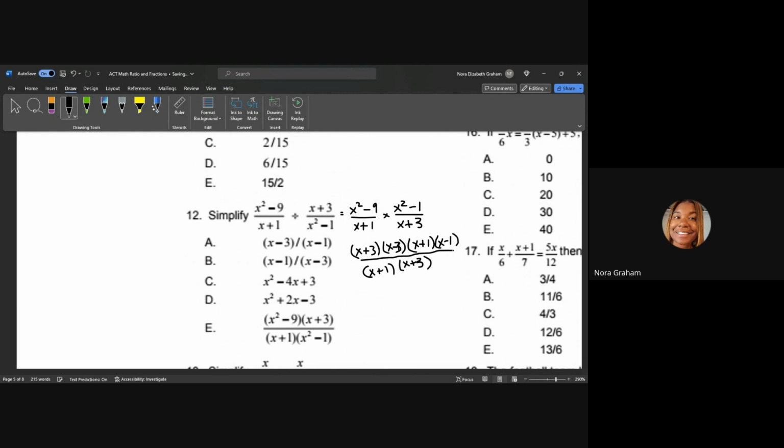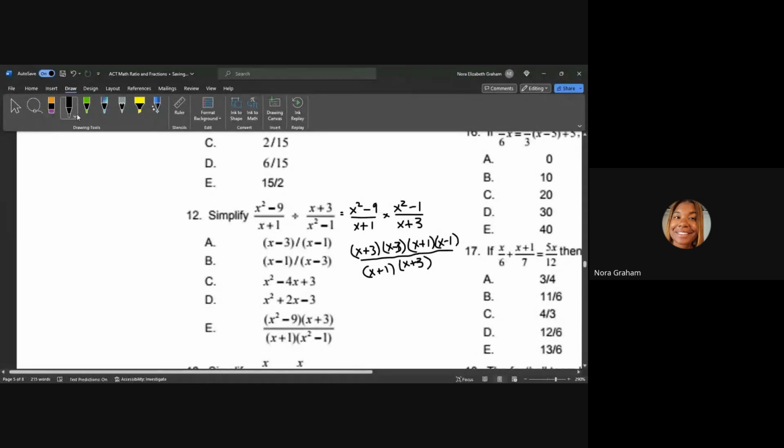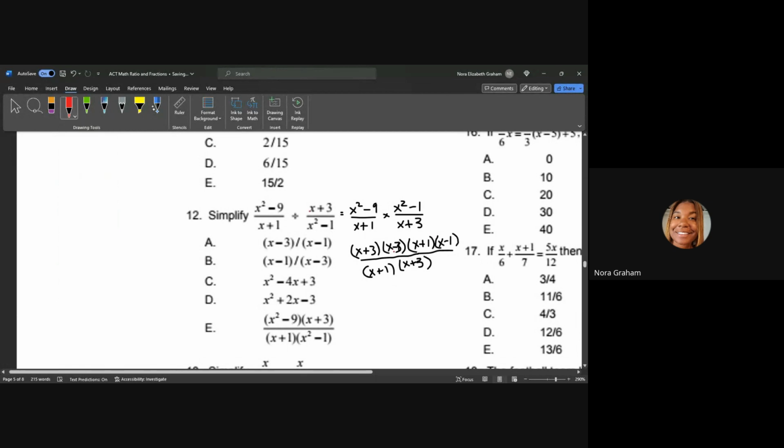and x minus 1. All right, now that that's done, I could start canceling things out. Since this is all being multiplied, I have an x plus 3, x plus 3 can go. And then I have an x plus 1 can go, since these are all being multiplied. Then I'm just left with x minus 3 and x minus 1.